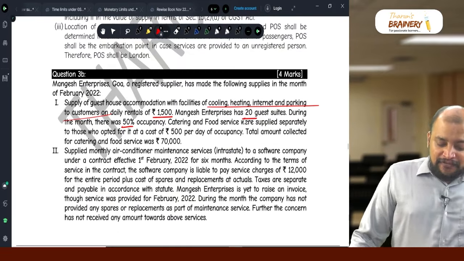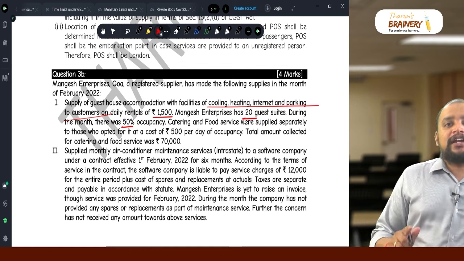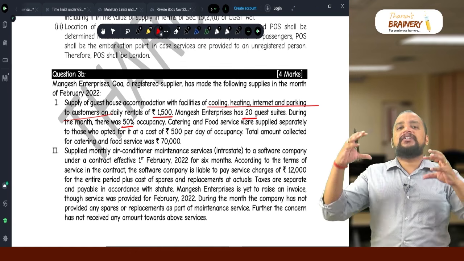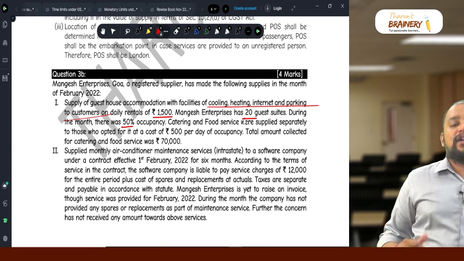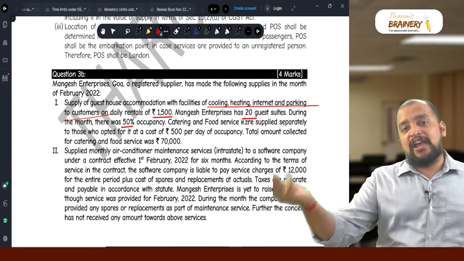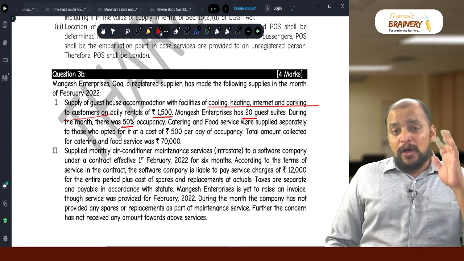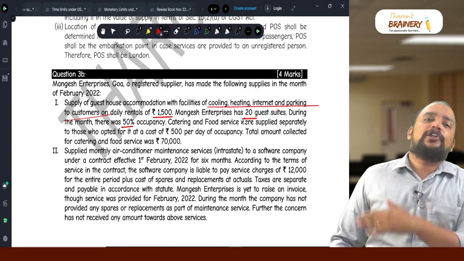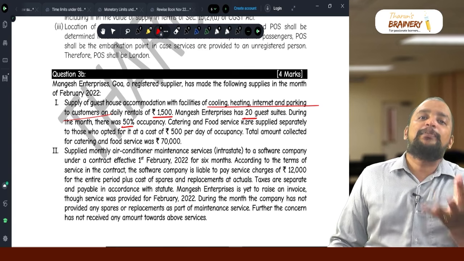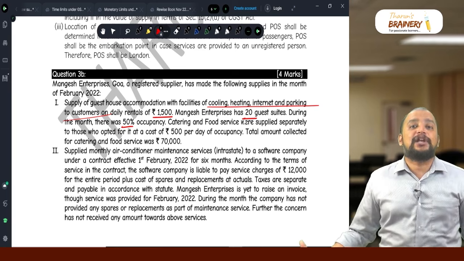Then catering and food service were supplied separately to those who opted for it. Means, accommodation and food will not become naturally bundled. Why will it not become naturally bundled? Because those who wanted can pay for food, which means that it is not naturally bundled, so it is not a composite supply. Okay, will it come under mixed supply? No, it will not come under mixed supply because there is no single price. Means there is a separate price. So these are treated as individual supplies and taxable accordingly.